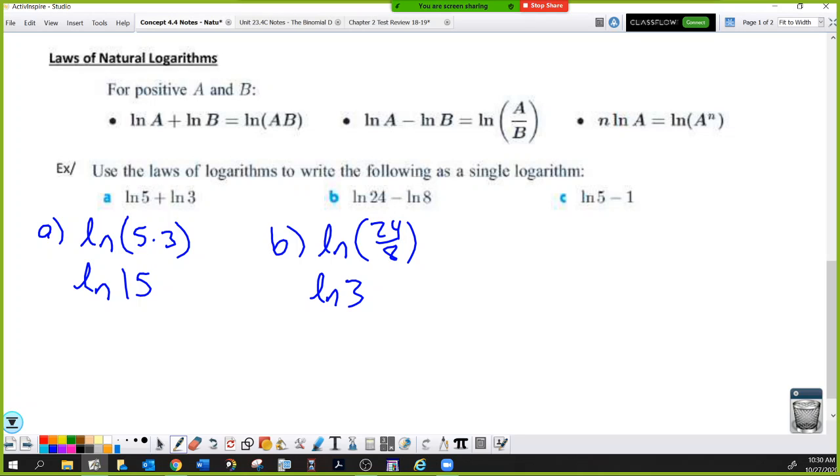I think the reason why I use a script L is that way it doesn't look like an I. Maybe that's why, because they use a lowercase l, so it would just look like an I.